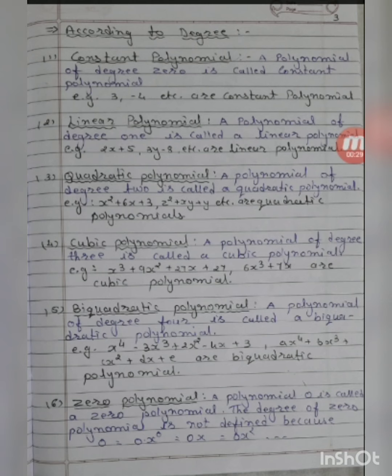Sixth, zero polynomial. A polynomial 0 is called a zero polynomial. The degree of the zero polynomial is not defined because 0 is equal to 0x raised to 0, equal to 0x, equal to 0x square. We can write.